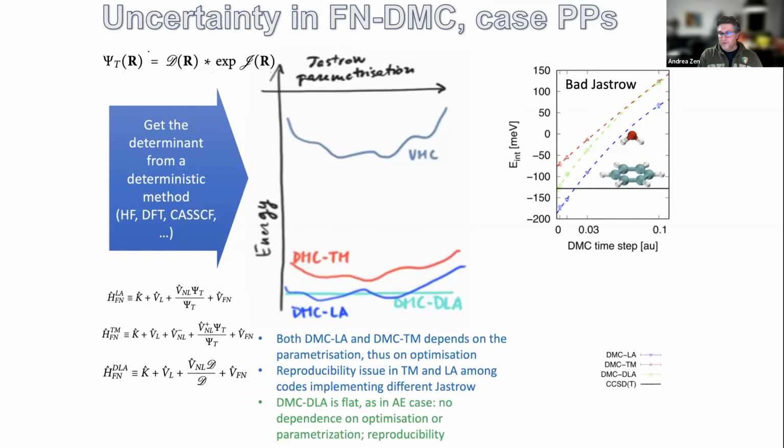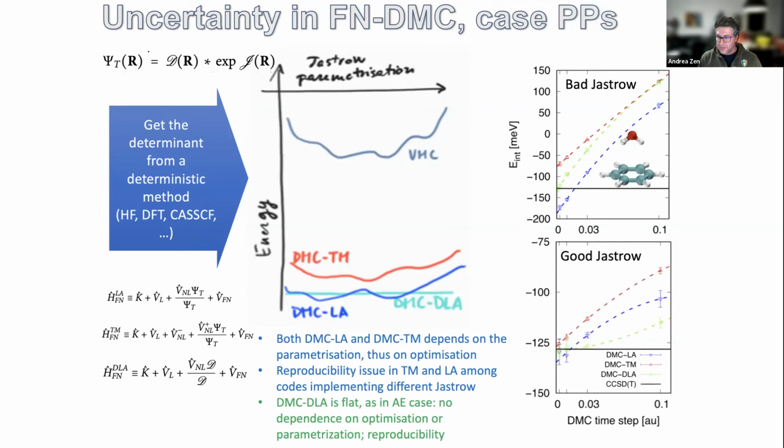So in a system like this, where I'm showing the binding energy of a water molecule with the benzene molecule, if I take a good, well optimized Jastrow, I obtain essentially always the same binding energy with the locality approximation, with T-move, or with DLA. And these are in agreement with the coupled cluster prediction, which is here in black.